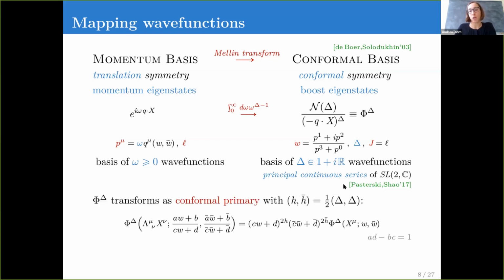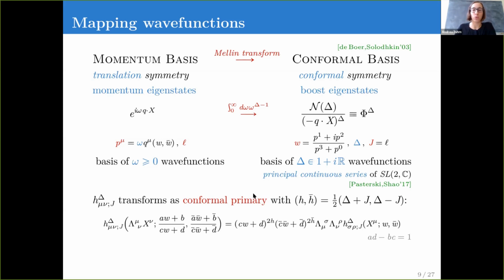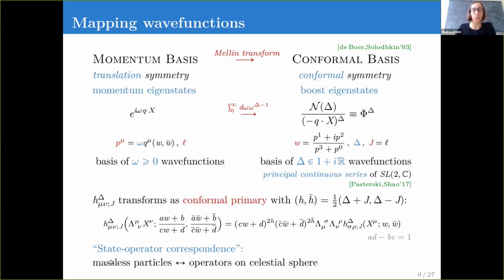Now, the interesting property of these new wave functions is that they transform as conformal primaries under the conformal group with weights h and h bar. The Mellin transform of these plane wave functions gives rise to scalar conformal primaries, while by adding suitable polarization vectors and tensors, we can get wave functions that are gauge equivalent to spin 1 conformal primaries and to spin 2 conformal primaries. So under this map, we have an identification of massless particles with these conformal primary wave functions.